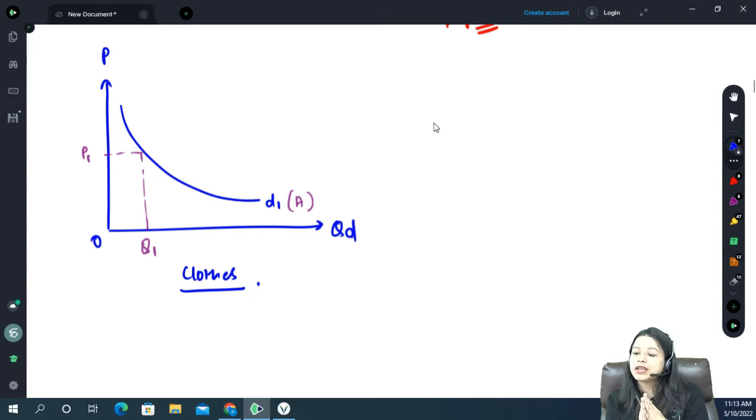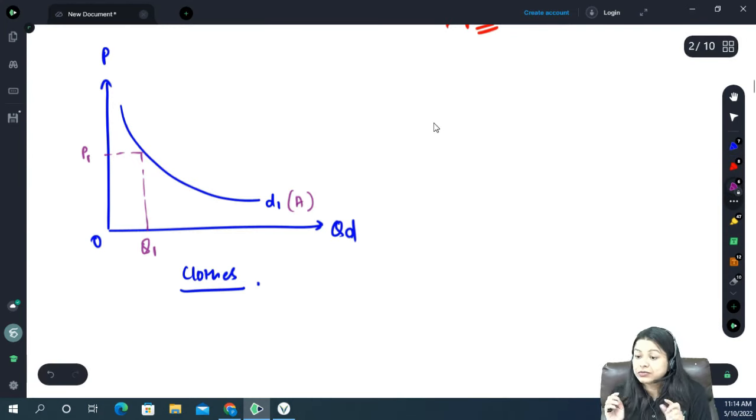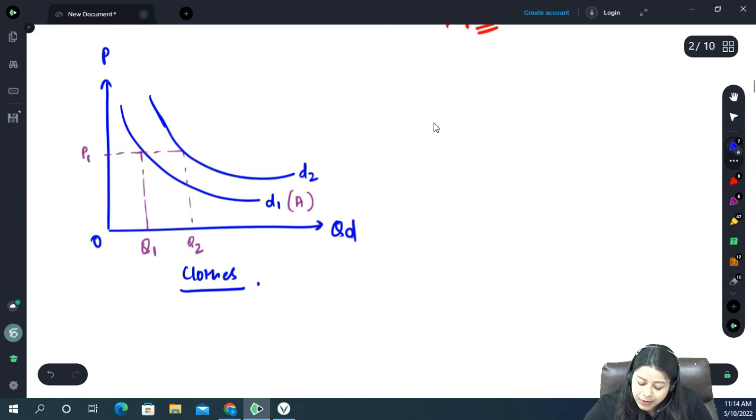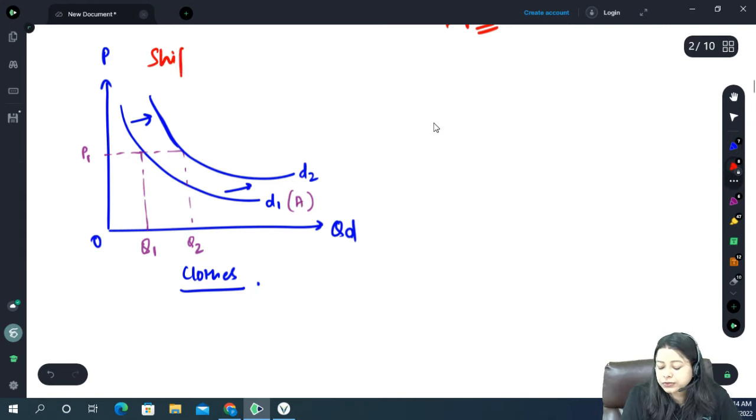So, if I am earning, let's suppose, 50,000, and now I am earning 70,000, I will do lots of shopping. So my demand changes while the price is not changing. At the same price only, I will be able to buy more of the good. So in this case, your demand curve will shift to the right. This is known as shift of demand curve.